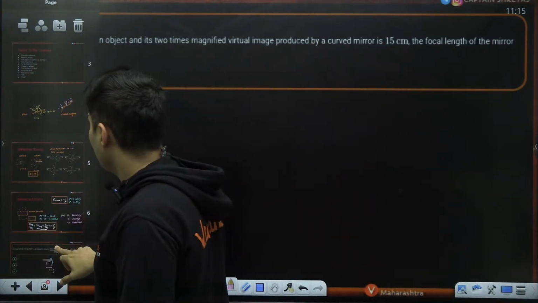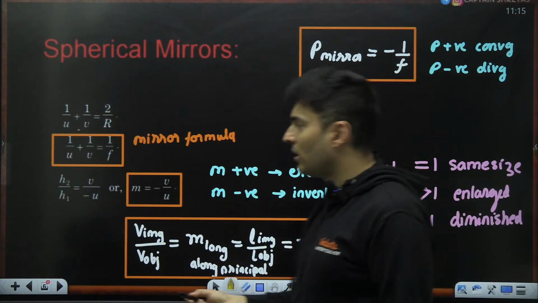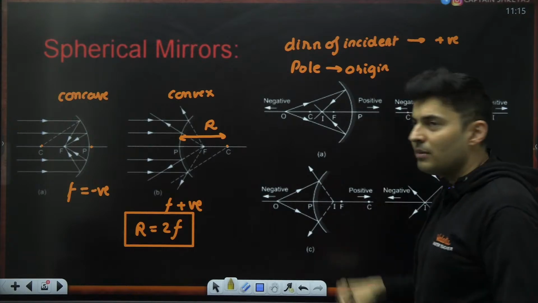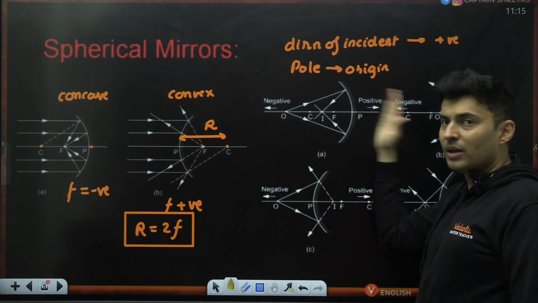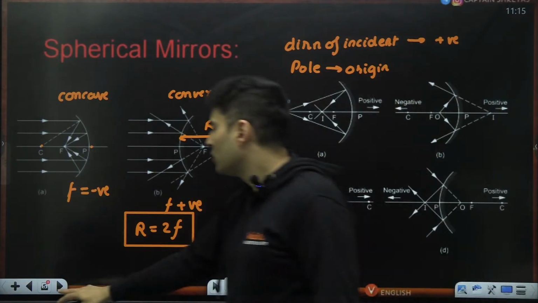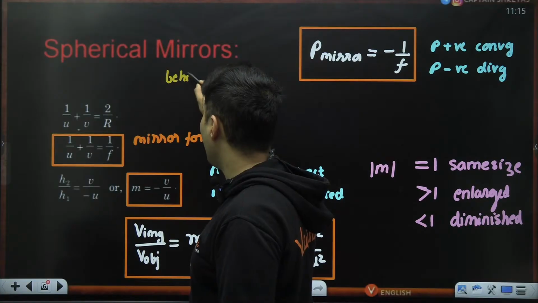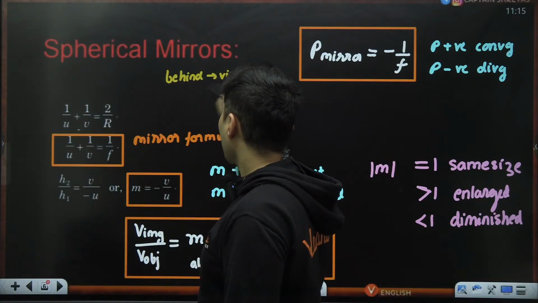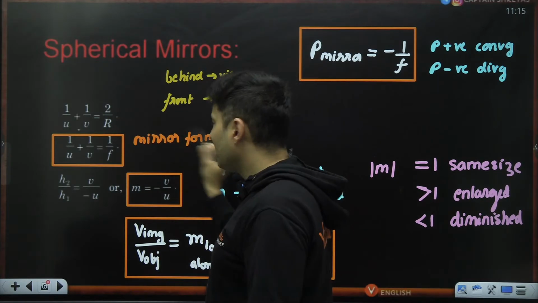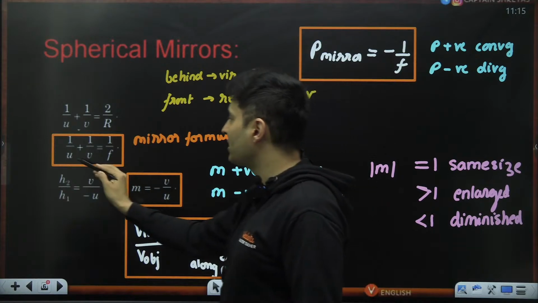By the way, I also need to remind you how you know whether an image is virtual or real. If the image is behind the mirror, meaning the sign of the image distance is positive, then it is virtual. If it is in front of the mirror, then obviously it is going to be a real image. So you will get to know that from the sign of the image distance.